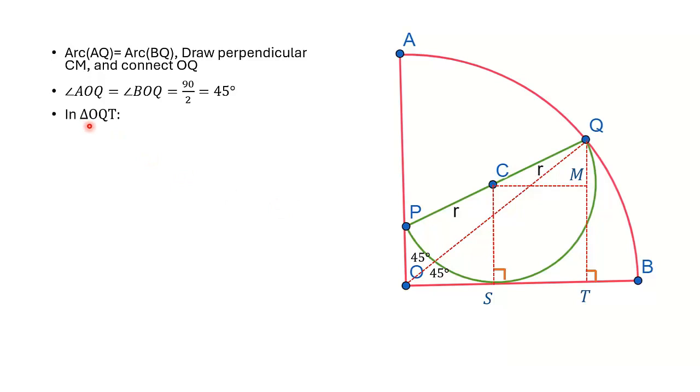Now let us consider triangle OQT. So this is O, this is Q and this is T. So this triangle.